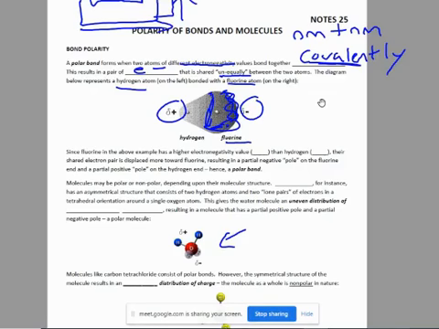So what that creates is a pole of charge. I'm going to show you the numbers for it. Since fluorine has a higher electronegativity value, 3.98, and hydrogen's is 2.20, which is lower, all the shared electron pair will be more towards fluorine, resulting in a partial negative pole over there, and a partial positive pole on the hydrogen atom.